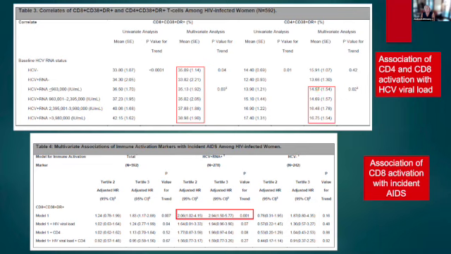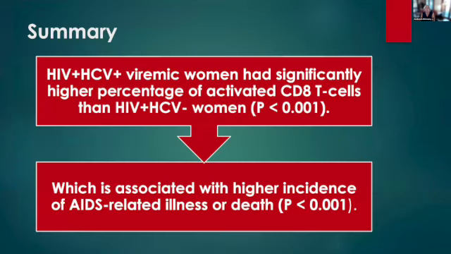As shown in the slide, in the upper panel I just reviewed, and then in the lower panel, you'll see that there's a threefold increased risk of developing AIDS and dying when comparing the women with the highest level of activation with those with the lowest level of activation, in multiple models adjusting for viral load, CD4 and all that. This tells us that this is probably one of the mechanisms that is the cause of disease progression, because once you get CD8 activation, the CD8 cells become anergic.